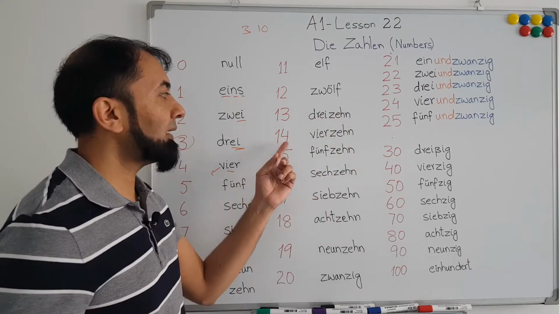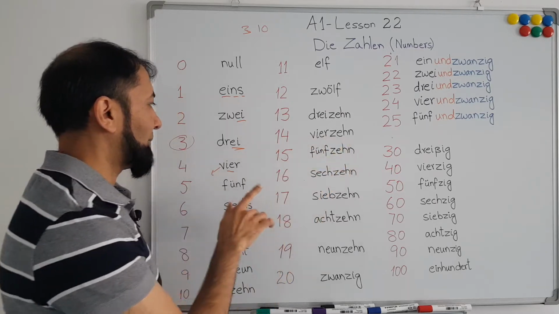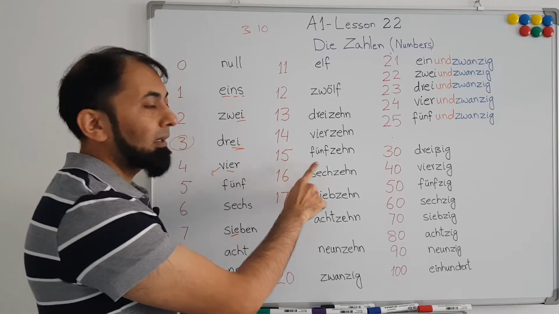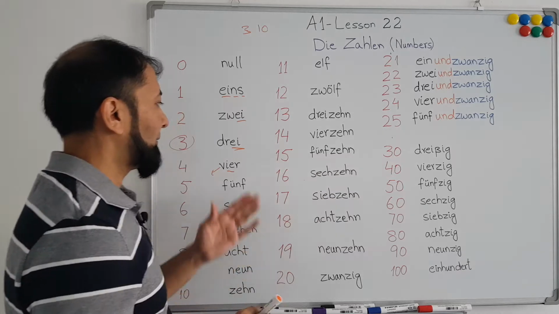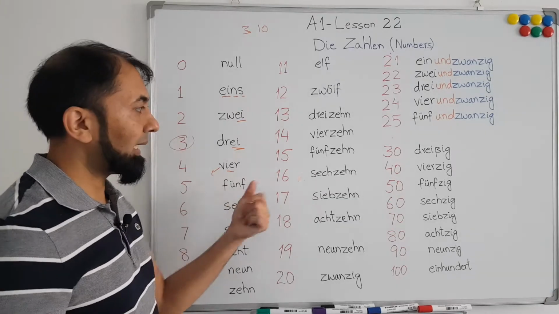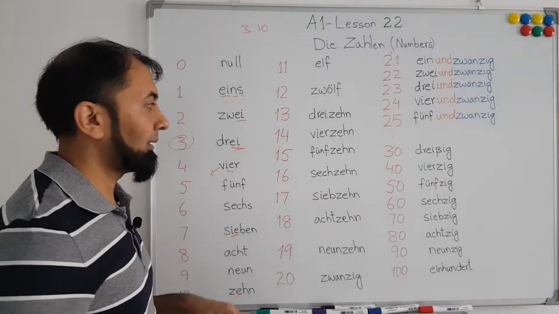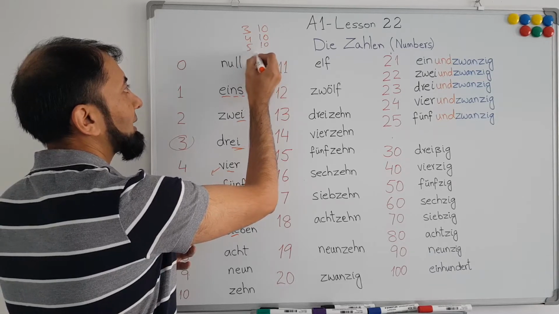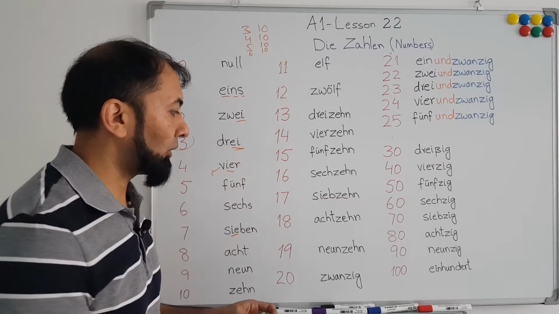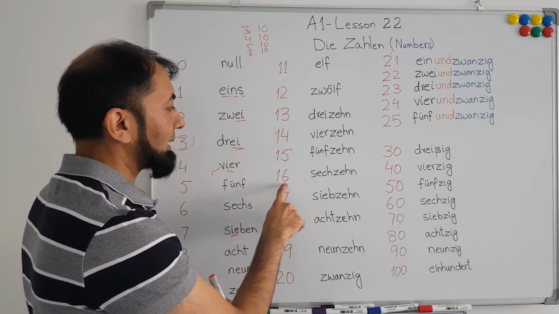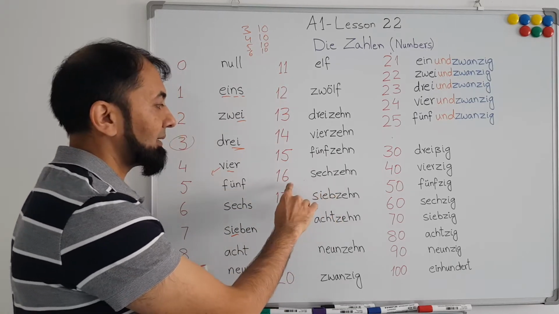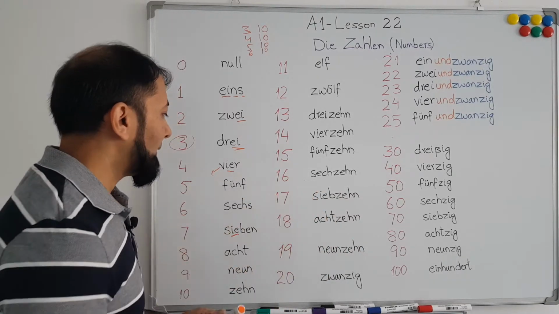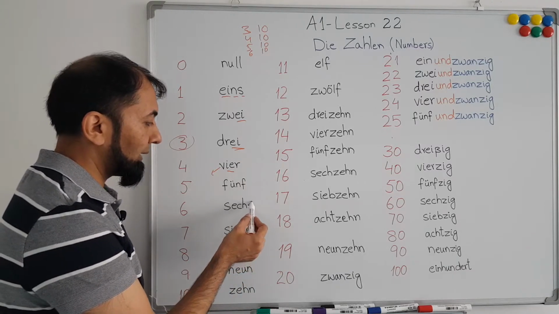13, dreizehn. 14, vierzehn. 4 is called vier and 10 is called zehn. 15, fünfzehn. 5 is called fünf and 10 is called zehn. So it will always follow a pattern like 4 and 10, 5 and 10, 6 and 10, and so on until 19. 16, sechzehn, 6 and 10.